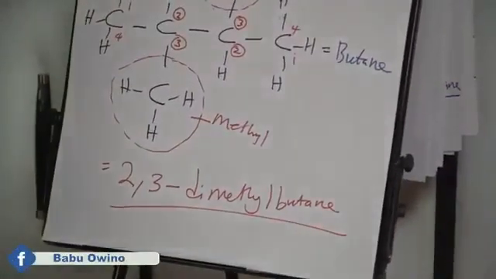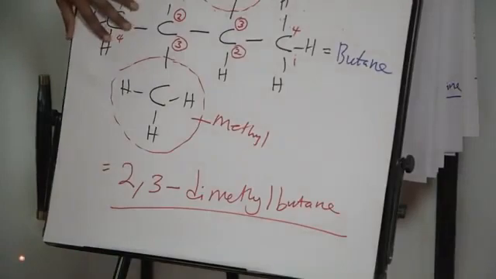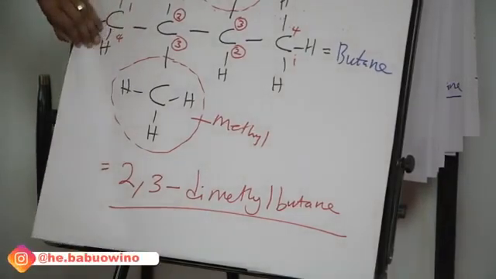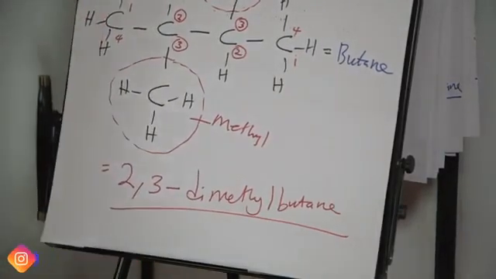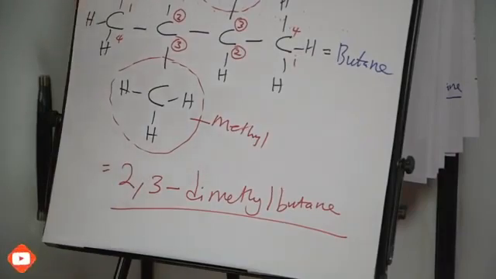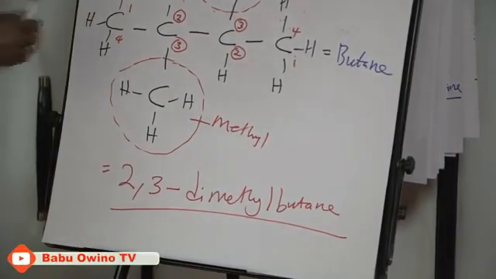So class, as you can see, this is our naming with the double branches. This is example 3.